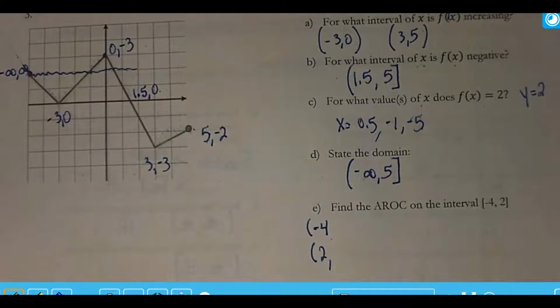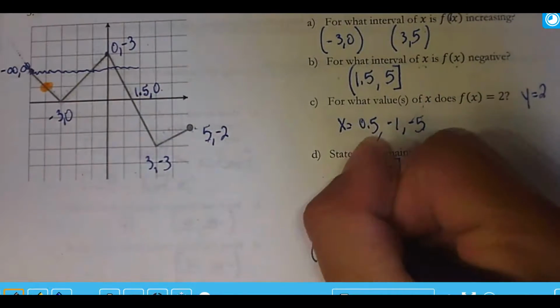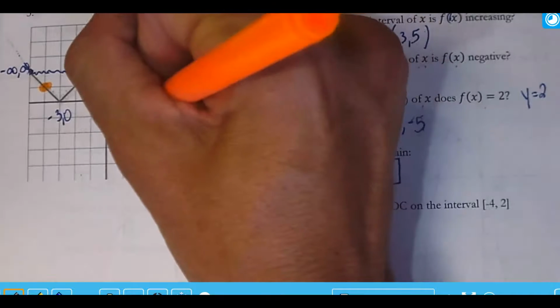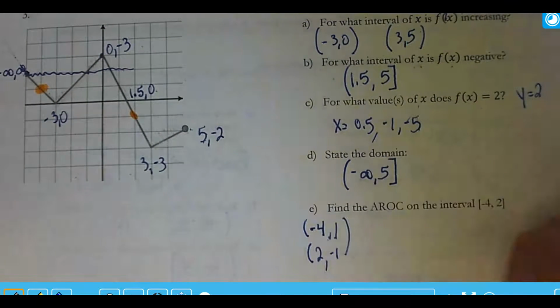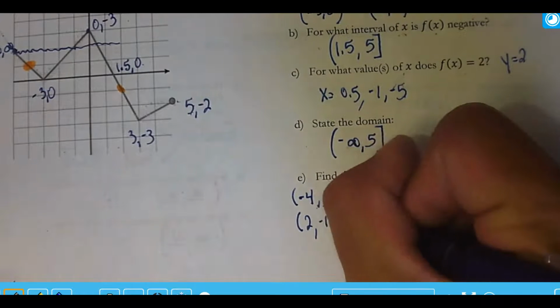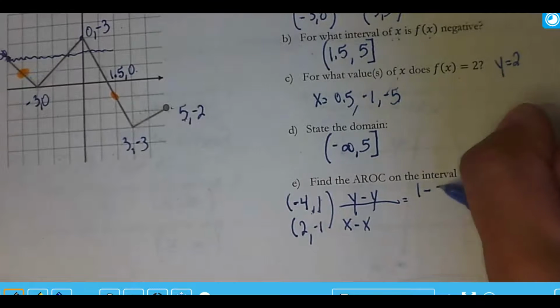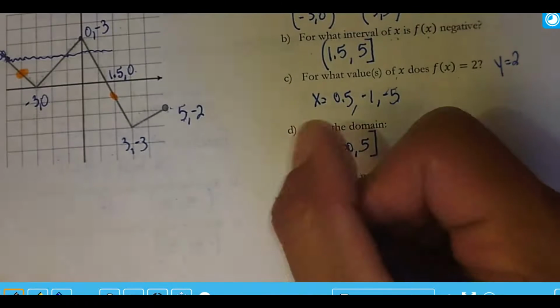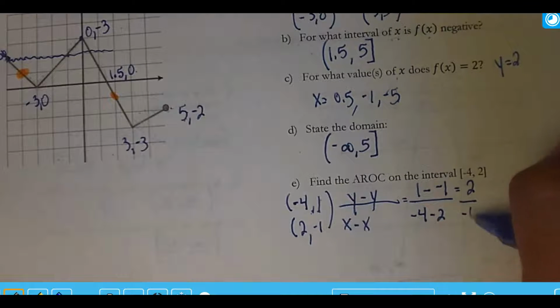So that means we're going to look at negative 4, and that's right here. So that's (-4, 1). And x = 2, there is (2, -1). So from there, the formula says you subtract the y's in the numerator, the x's in the denominator. So I'm going to do 1 and subtract negative 1, which gives me 2. And then I'll have to do negative 4, take away 2, and that's going to give me negative 6.